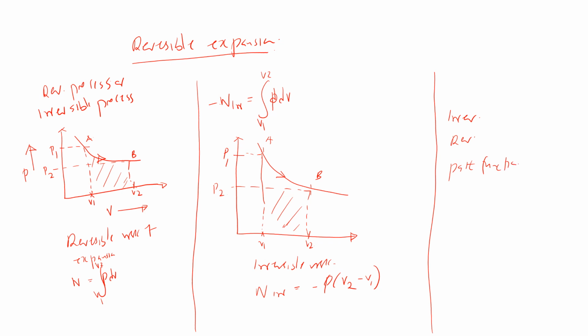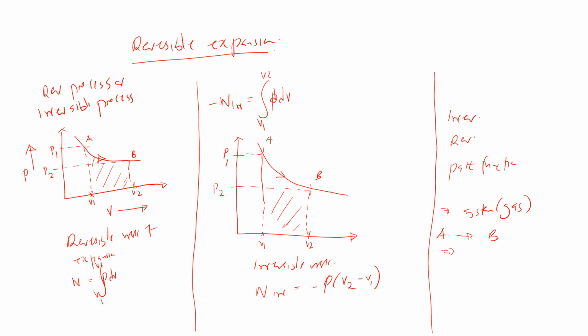We also need to note that the work done in the reversible expansion of a gas is the maximum work that can be done by a system. And the system here is gas. So it can be done by a system, which is gas, in expansion between the same initial state, which is A, and final state, which is B. Okay, and we can show that.